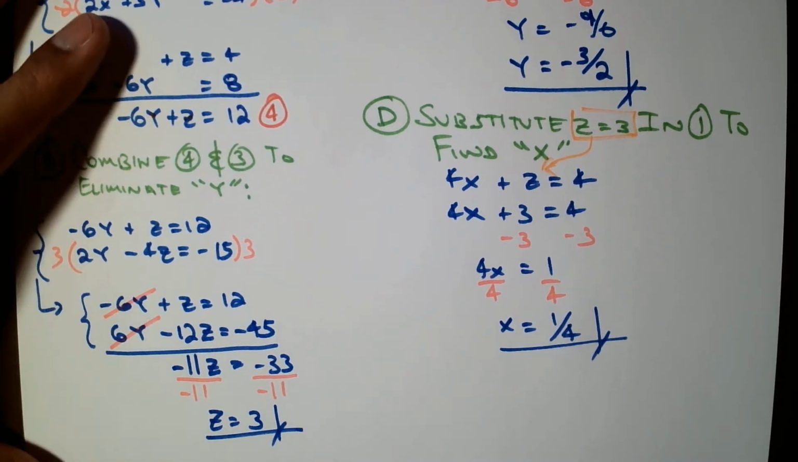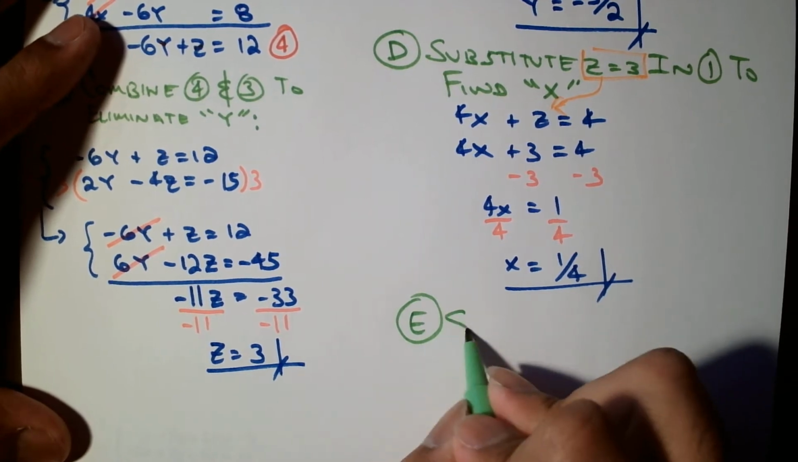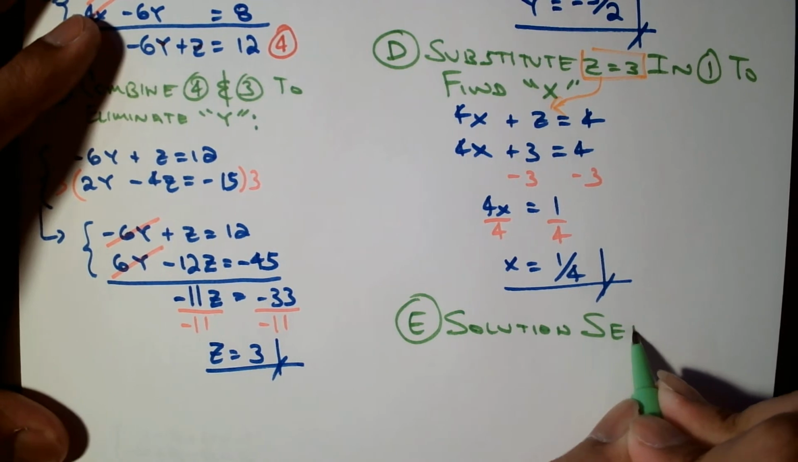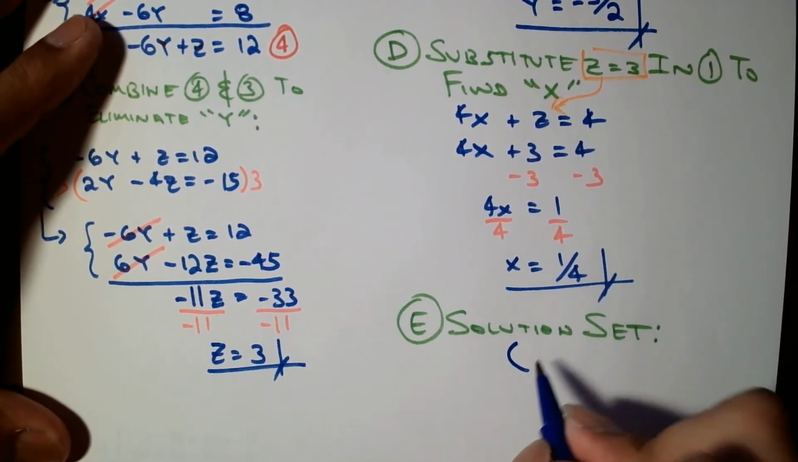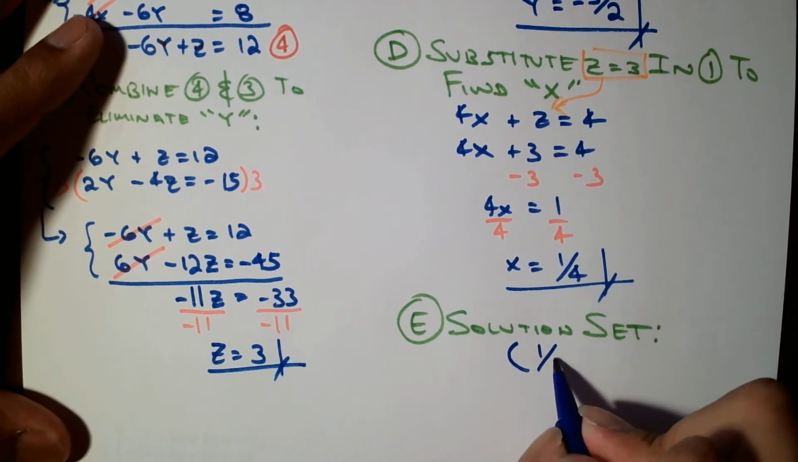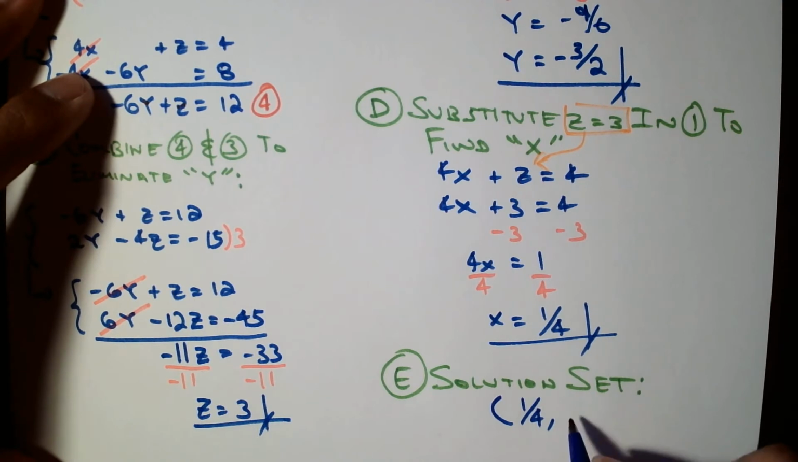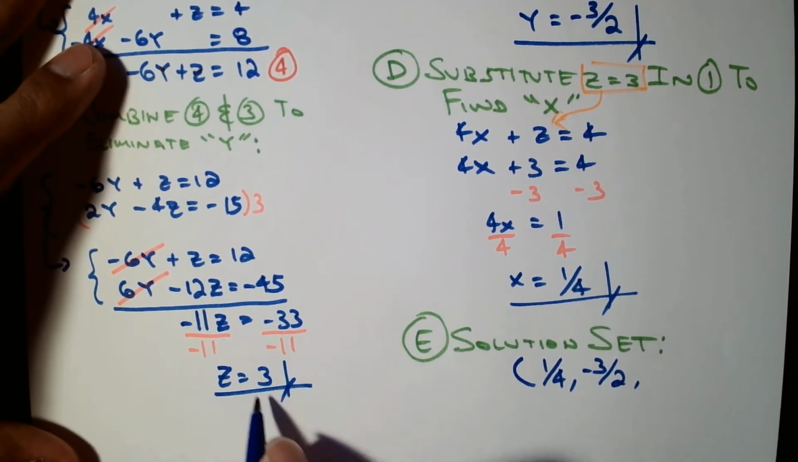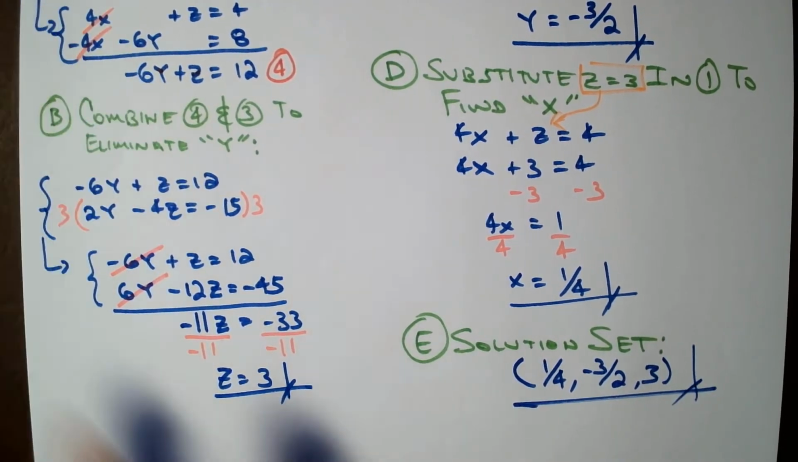All we need to do now for part E, if you will, is write the solution set as an ordered triple. That's going to be x equals 1/4, y equals -3/2, and z equals 3. Final answer here.